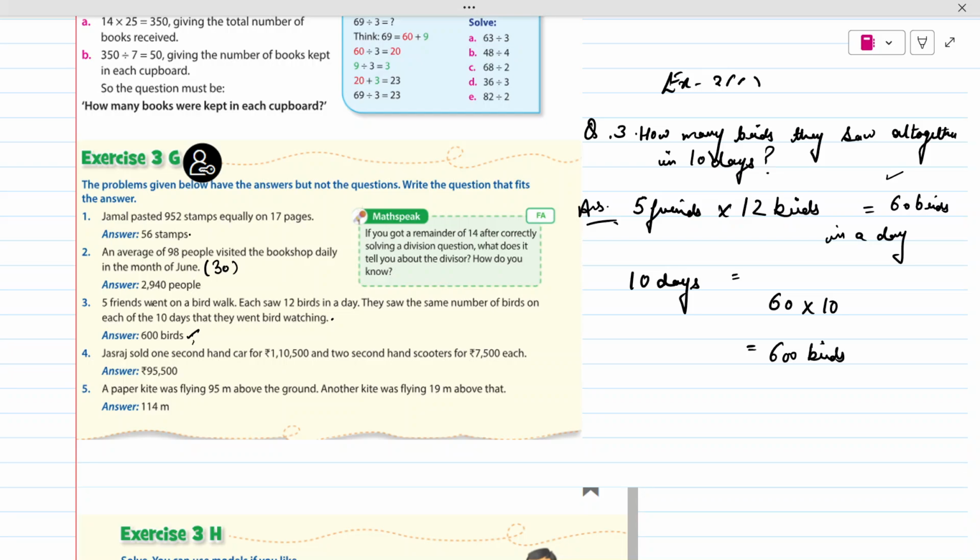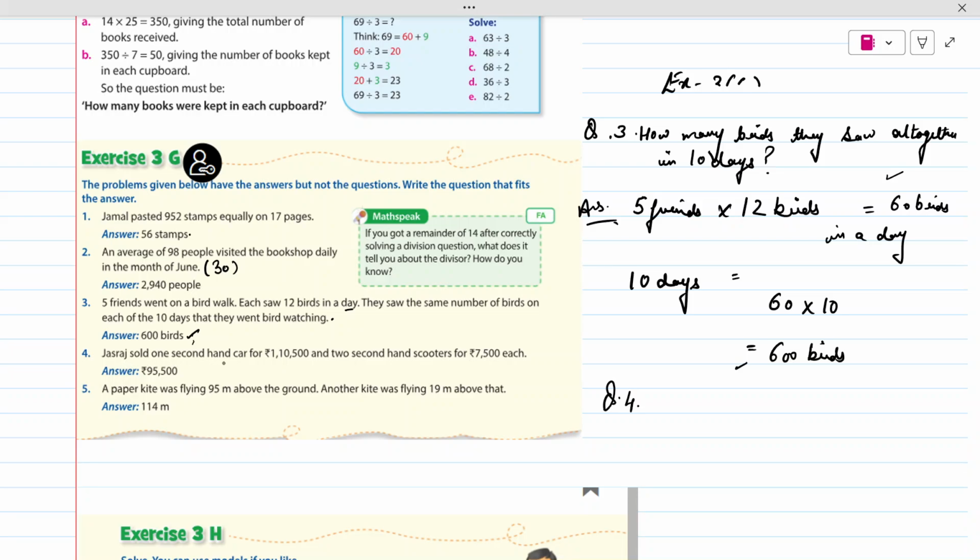It is written 5 friends went on a bird walk, and each of them saw 12 birds in a day. So in one day they see 60 birds, in 10 days they see 600 birds. So that means the next part of the question is we have to find out how many birds they saw all together in 10 days. Okay, this is clear. Now let's go to question number 4.